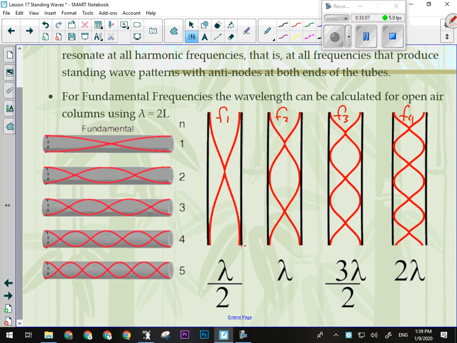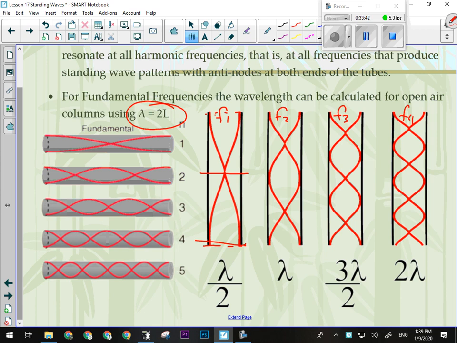All right, so in our open air column here, there's how many wavelengths in here? Half. Right? Because this is 1/4 of a wavelength, and that's 1/4 of a wavelength. So there's half a wavelength in an open air column at its fundamental frequency. That's why this is the formula for an open air column. Lambda is 2 times the length of the tube, not 4. Closed air column, it's 4 times the length of the tube because you have 1/4 of a wavelength. In this one here, it's 2 times the length of the tube.